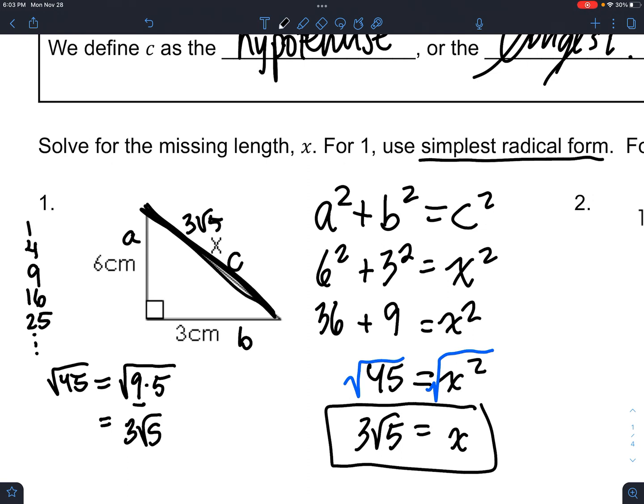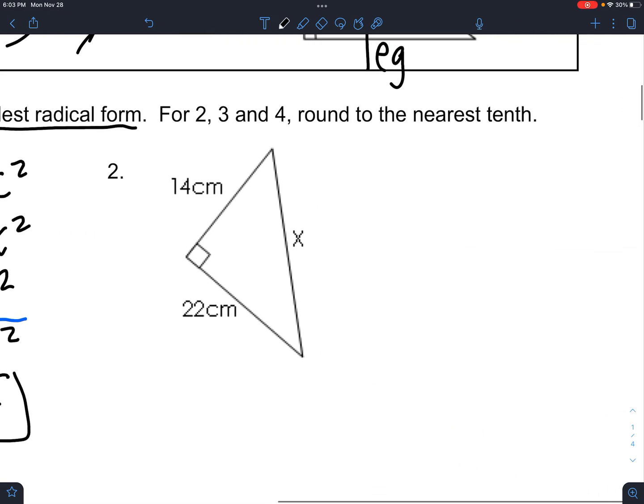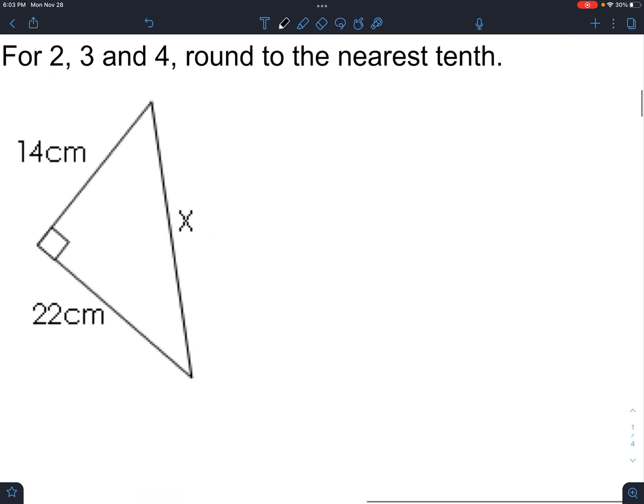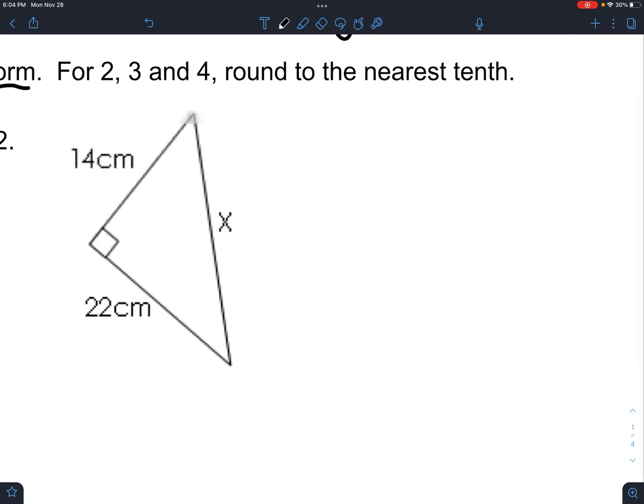But most of the time, we probably are going to want a decimal, especially for measuring something or doing a project or with wood or outside, or measuring lengths or dimensions of a garden you want to make or something like that. Probably going to want a decimal. So let's do that here. It says for this question, round to the nearest tenth. So we got 14 squared plus 22 squared equals x squared.